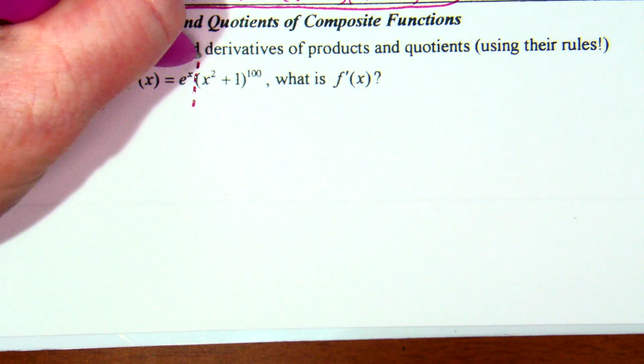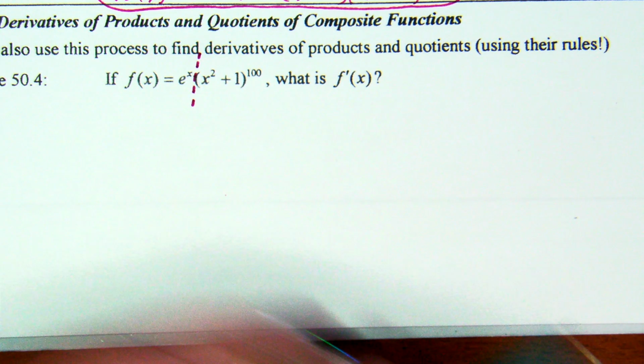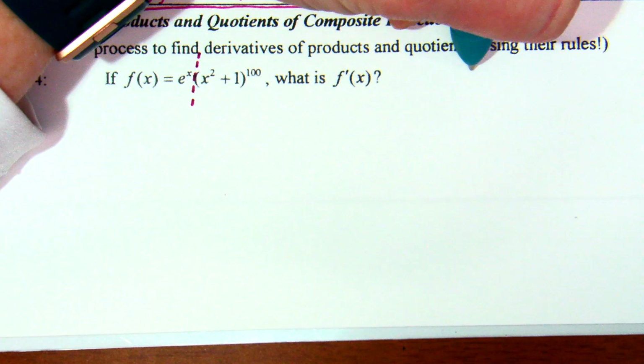That little dotted line is my way of saying, hey, there's my product rule, because I've got e to the x, which is its own function, right? And I've got (x squared plus 1) to the 100th, which is a function. So we have to do a product rule. So remember product rule: derivative of the first, keep the other, plus derivative of the second, keep the first. However you guys say it at this point in your math careers. So in this case, we're going to use a product rule.